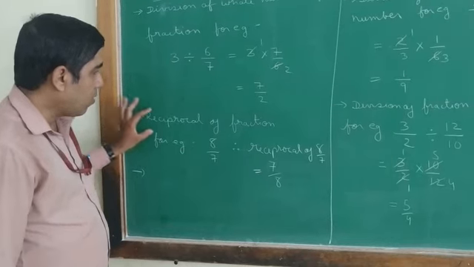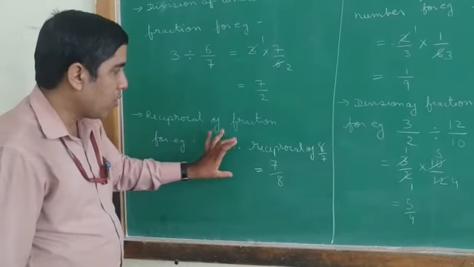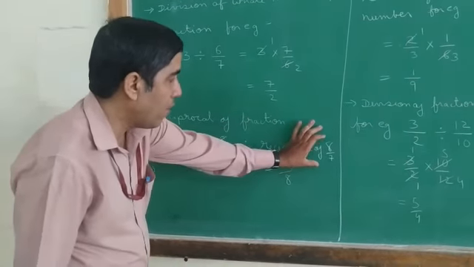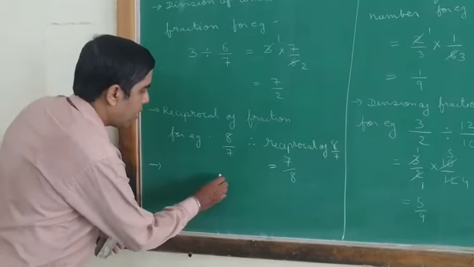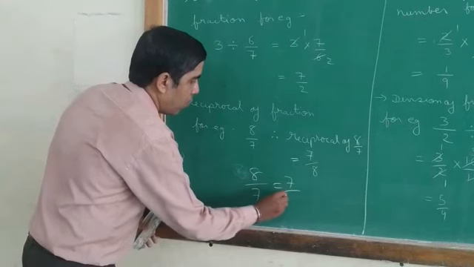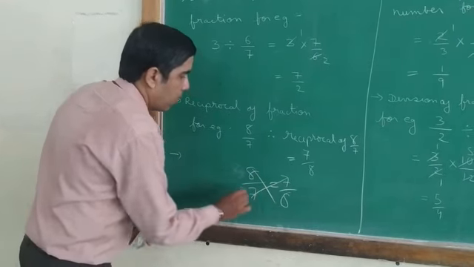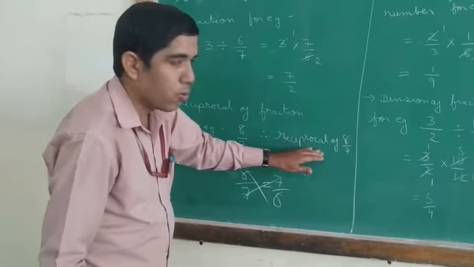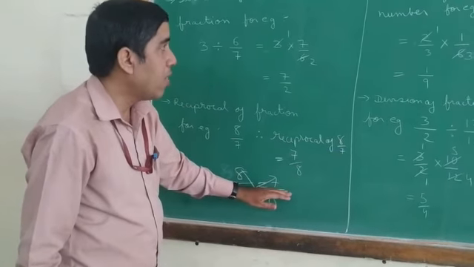So when we write it, we have to write reciprocal of 8 by 7. Don't make the mistake of writing 8 by 7 is equal to 7 by 8. It is wrong, it is not allowed. We have to write: reciprocal of 8 by 7 is equal to 7 by 8.